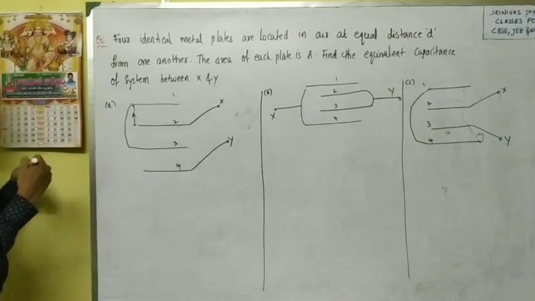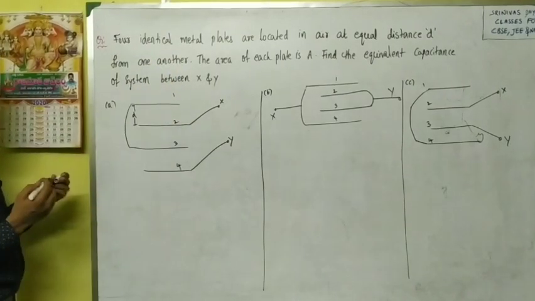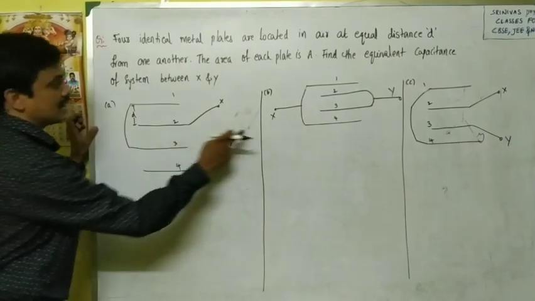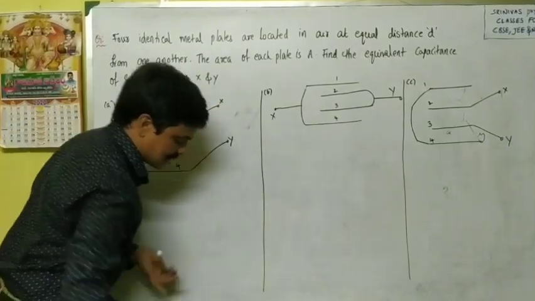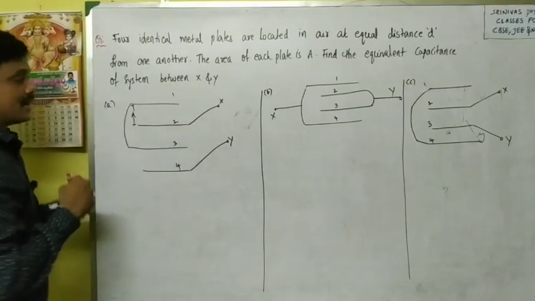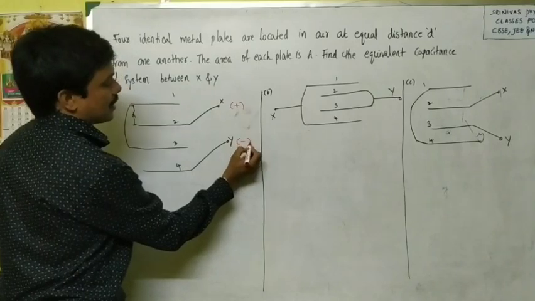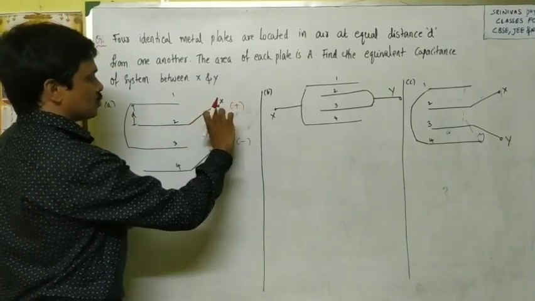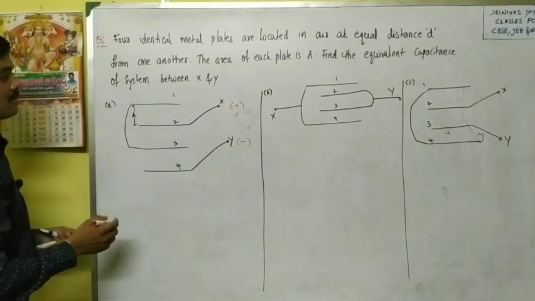Let us go to the solution. First, listen very carefully, I will explain these two problems. First we can give x as plus and y as minus. You can consider anything. This is plus and this is minus. There are two terminals for the capacitor. One is connected to the plus and the other is connected to the minus of the battery.